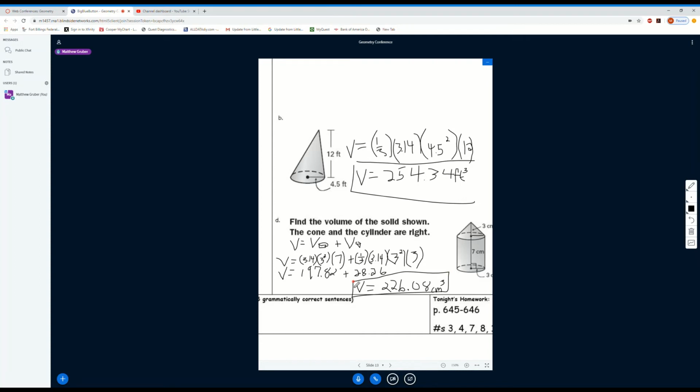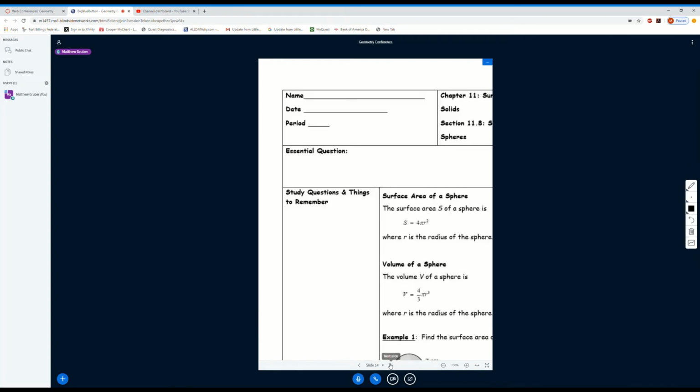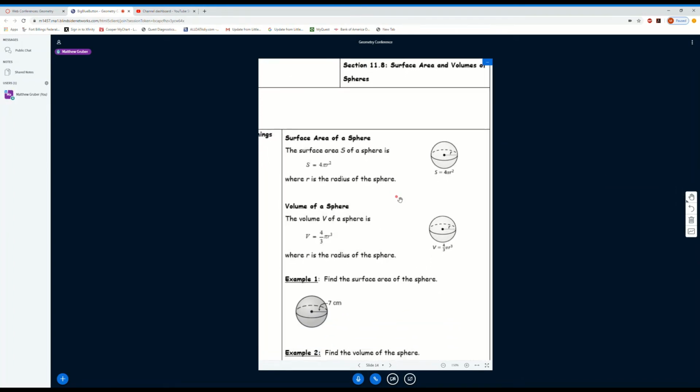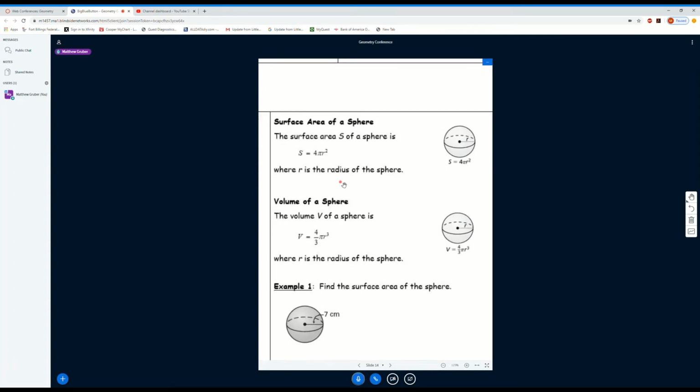So let's move on to 11.8, which is all about spheres. Okay, we've got 2 formulas to learn about spheres. Pretty much straightforward. The surface area of a sphere is 4 pi r squared. The volume is 4/3 pi r cubed.